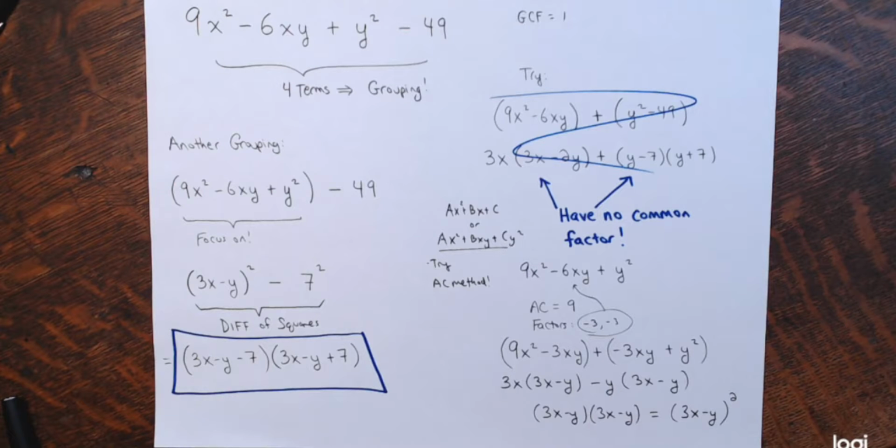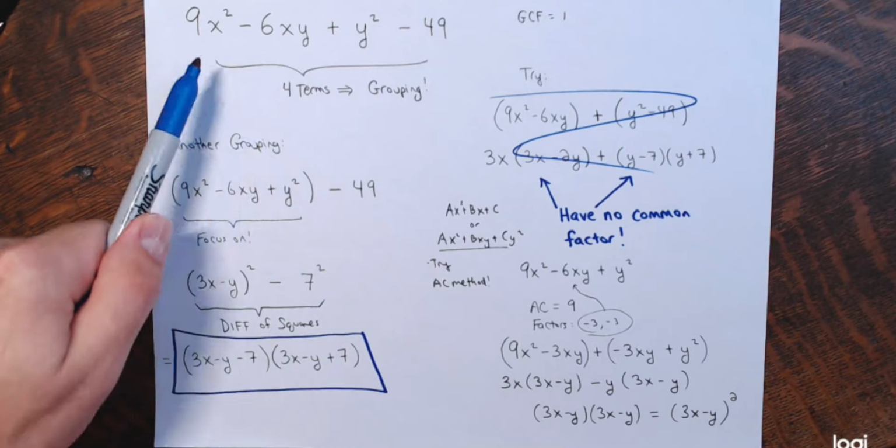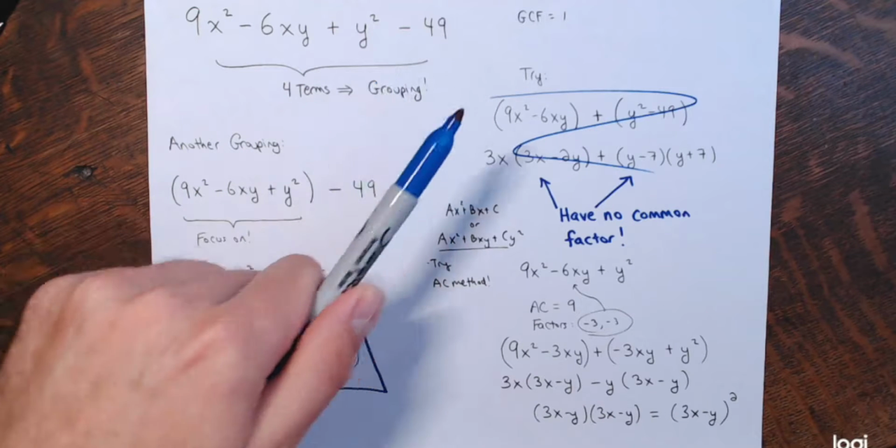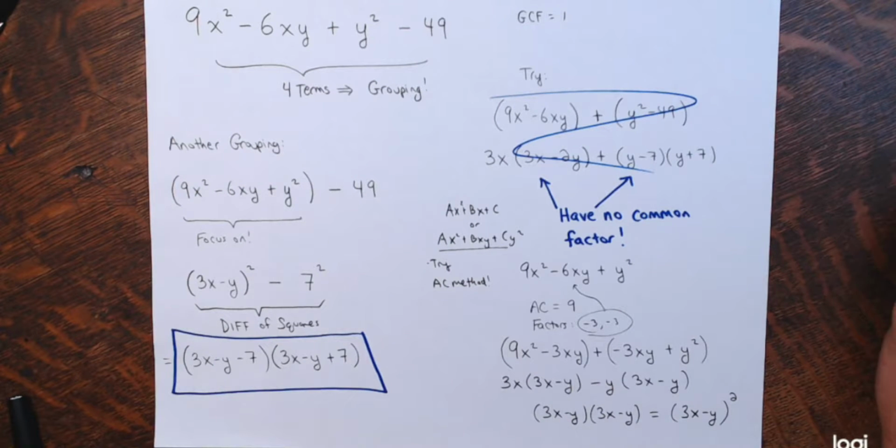Wonderful. Okay, and again, you can test it out. Distribute the 3x, distribute the minus y, distribute the -7 to these three terms here, and combine like terms. You should end up with our original expression. And I'll leave that to you to check, but I'll put a check mark. Remind you, check your answers.